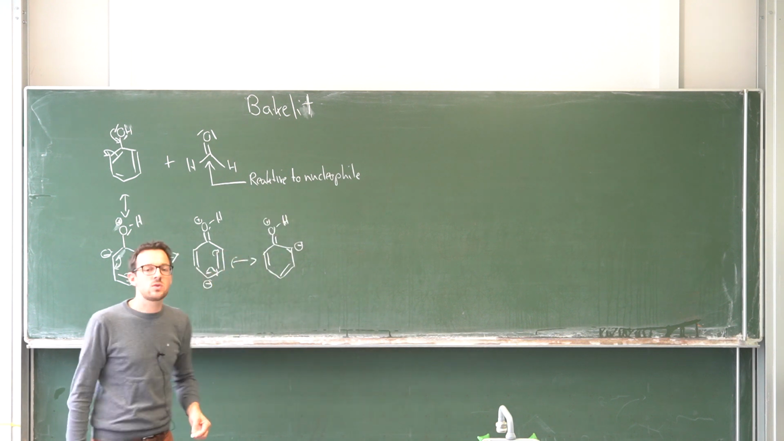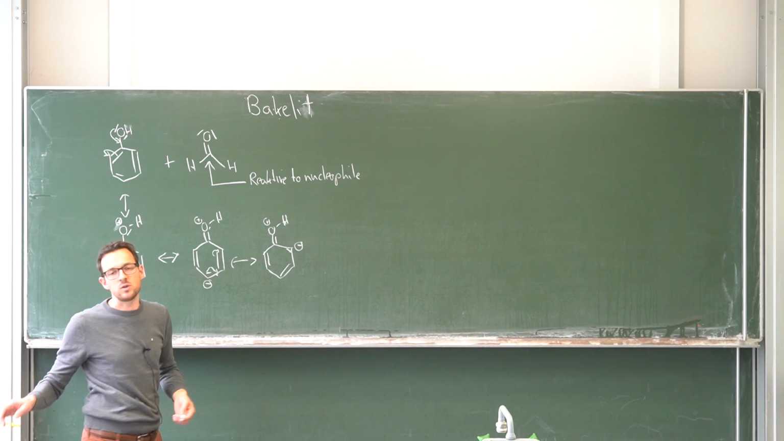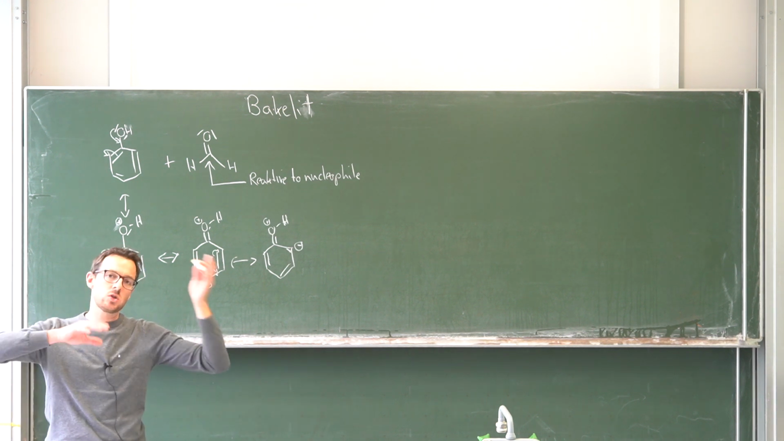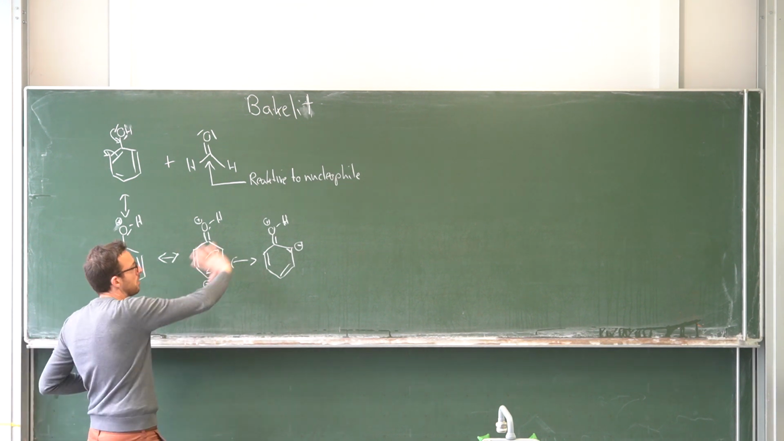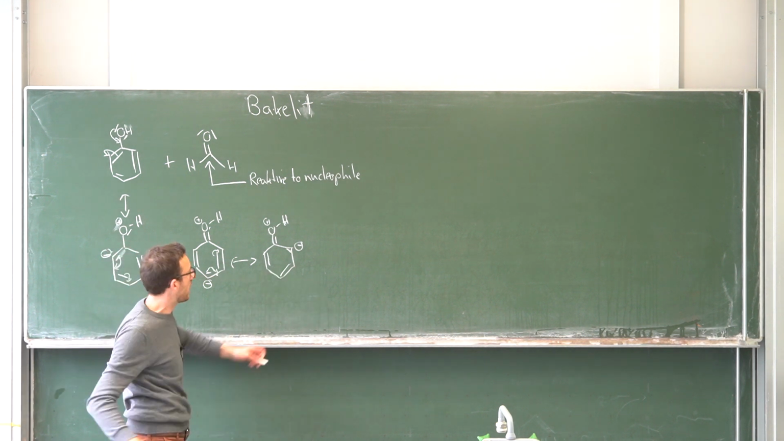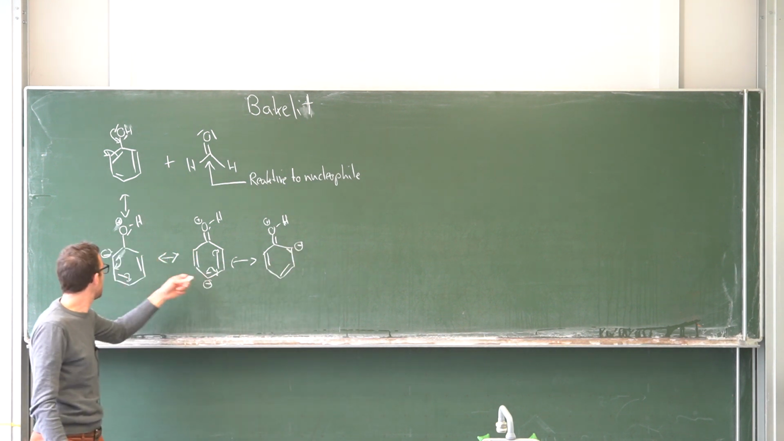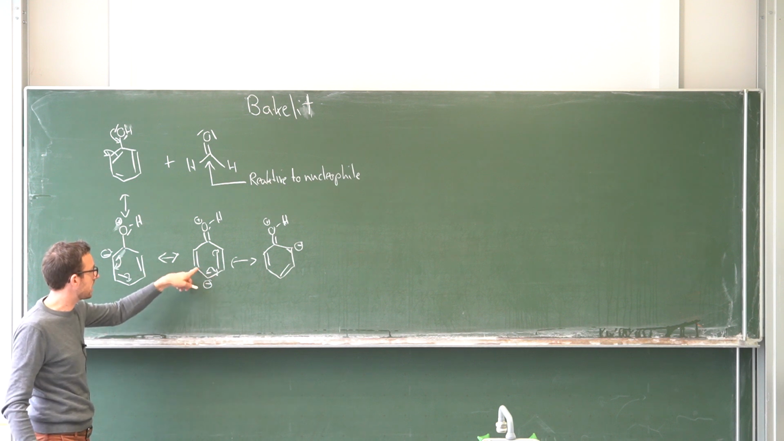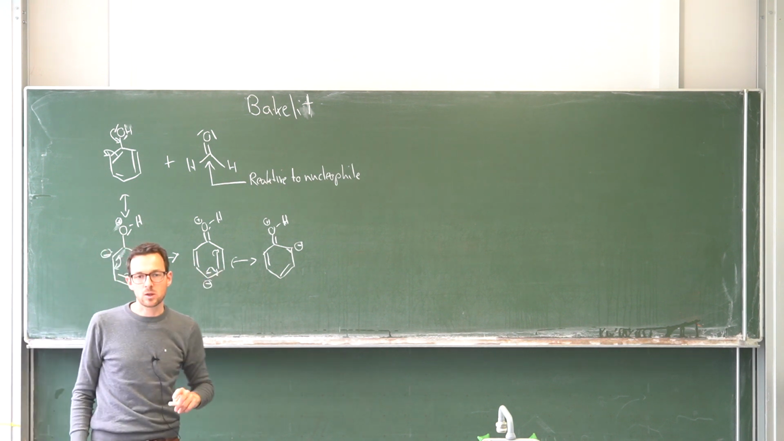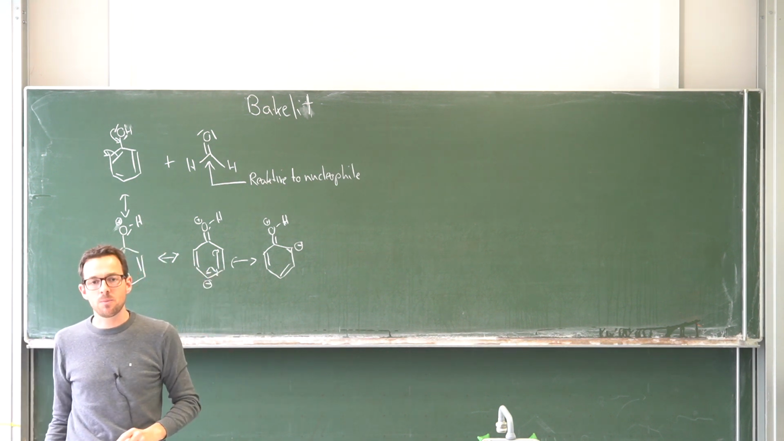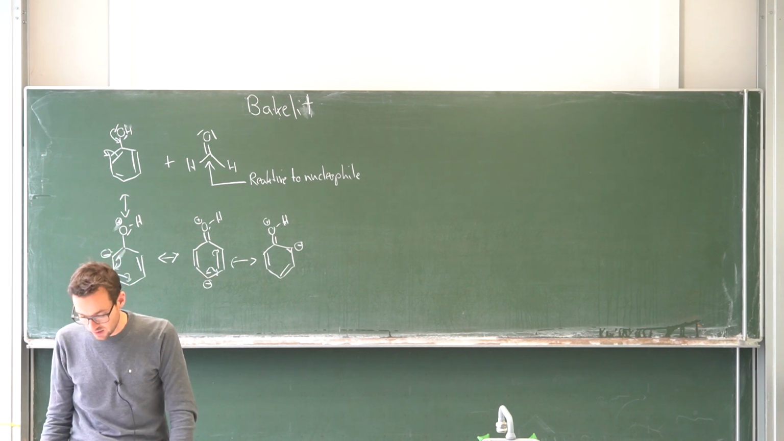So this doesn't mean that this carbon is necessarily negatively charged. It just means that the electrons can shift around in the system in these mesomeric structures and have higher electron density here, here, or here. But note, never here or here. Okay, so we have ortho or para positions that have high electron density.